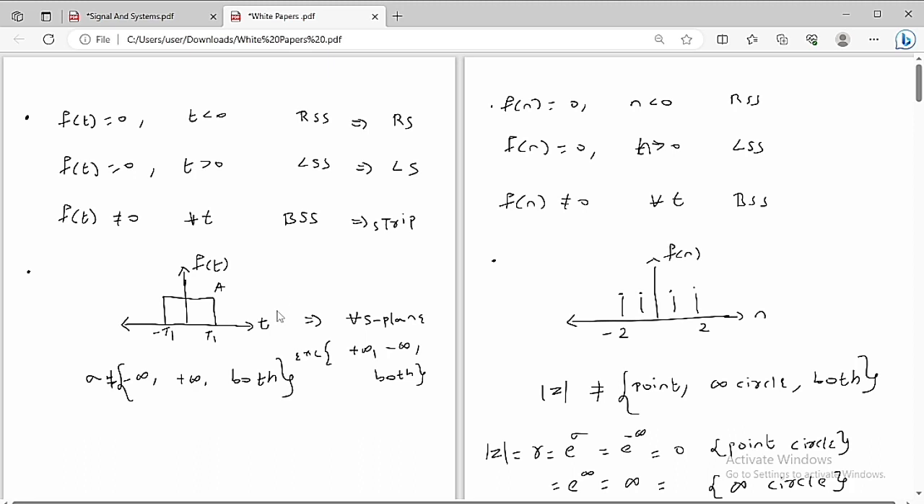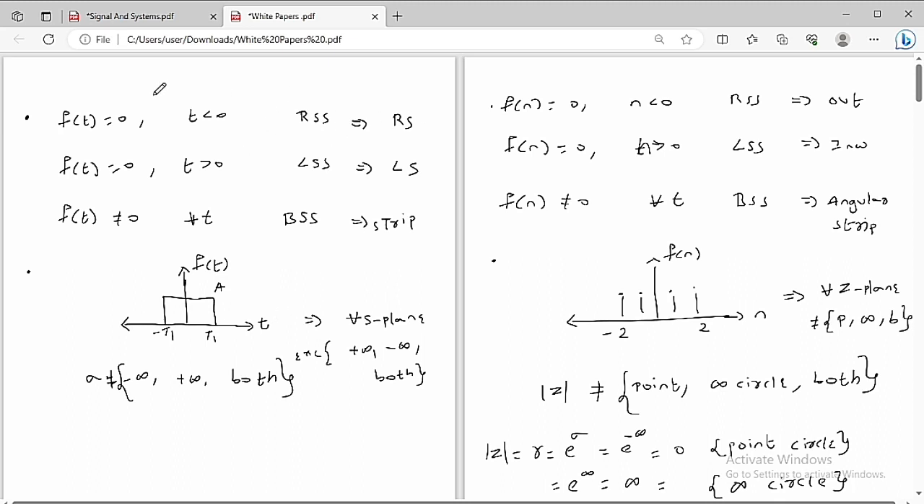Whereas here, for a right-sided signal, the ROC is outward of a circle. Here, for a left-sided signal, it is inward of a circle. Here it is an annular strip. For this one, we can say it is the all z-plane, but excluding the point circle, or the infinite circle, or both. So this is what we have to keep in mind.